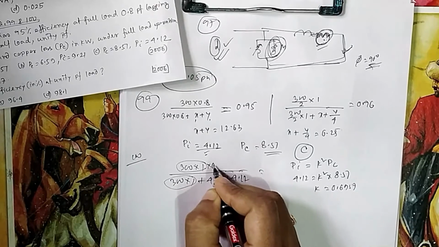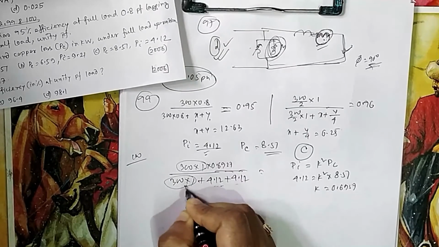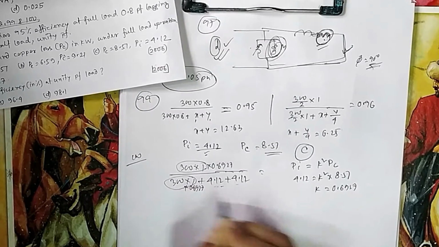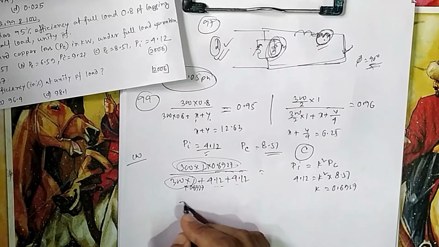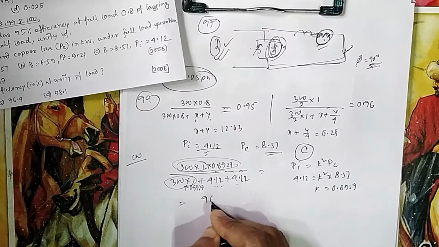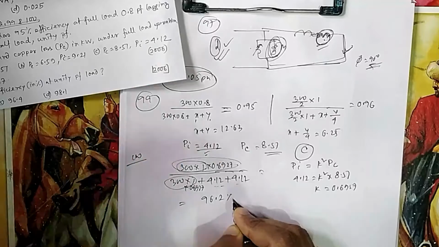So that has to be multiplied. If you do this much loading, then they are equal. So at this much loading, your maximum efficiency will come. So if you take this one, I think you will get the answer 96.2%. That is your option B.